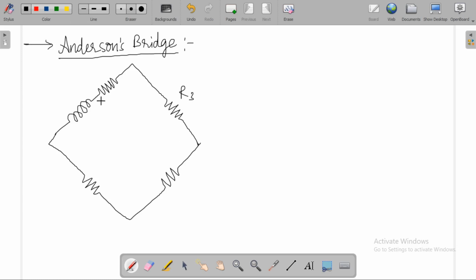R3, this small r1, R2, this is R4. In this bridge, we use a fixed capacitor instead of using a variable capacitor. This is smaller.